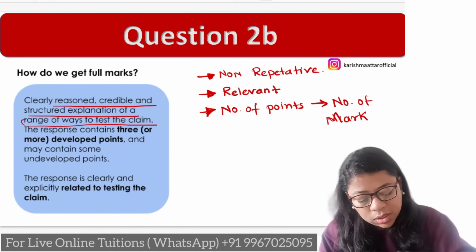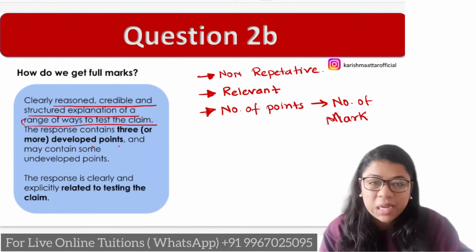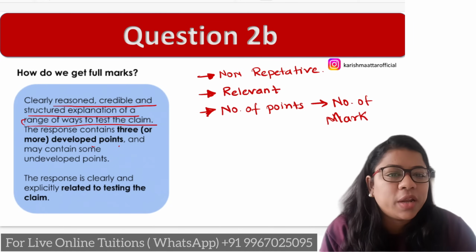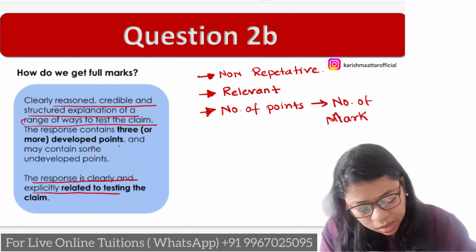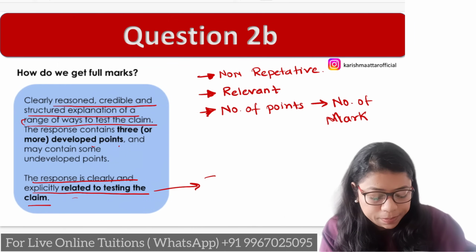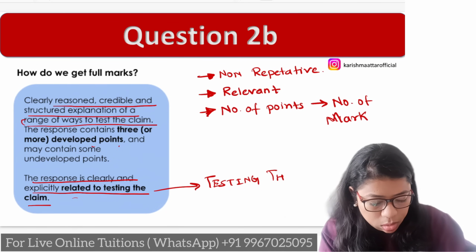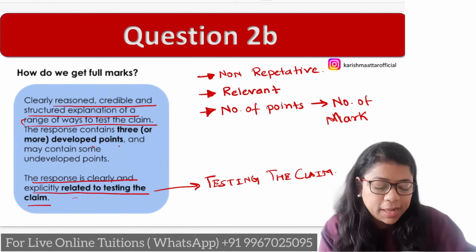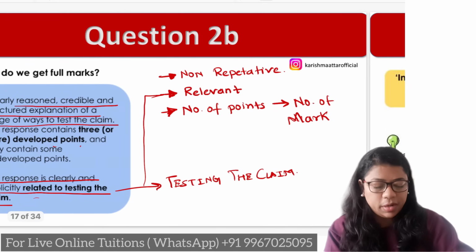The response conditions: 3 or more developed points. They are accepting more than 3 developed points. So stick to the number of points. As many points as you can find, write it. And the response is clearly and explicitly related to testing the claim. So you have to stick to this part, that you are testing the claim. Okay, very important. Otherwise it takes you to the non-relevant. Keep it relevant to the question.